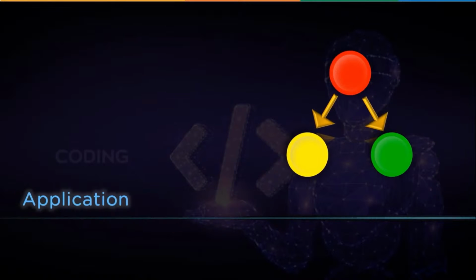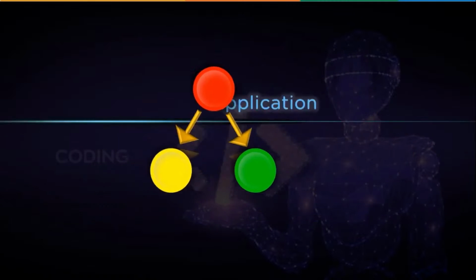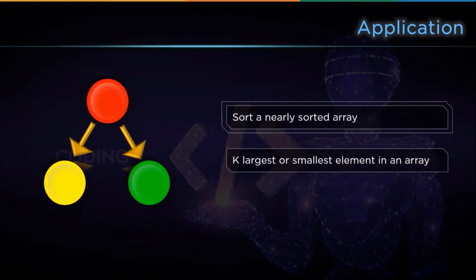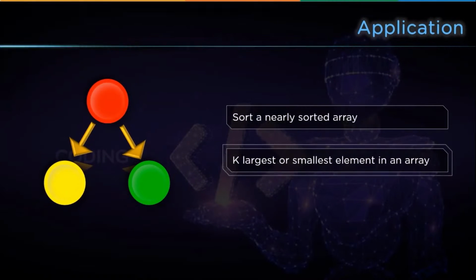Now let's discuss some applications of heap sort. First up, it can be used to sort a nearly sorted series of data. Next, it can be used to find minimum or maximum elements of the series with ease. Also, it can be used to solve problems which require some sort of priority.